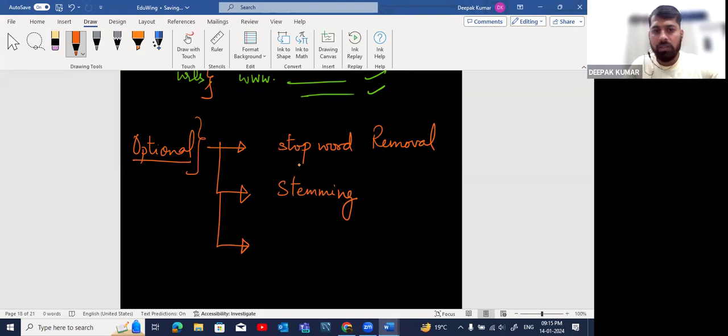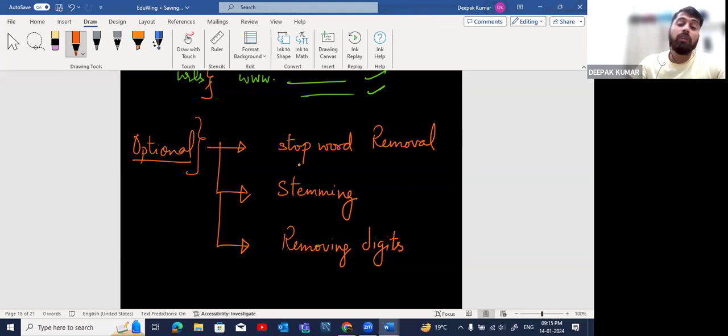Stemming. Then we have removing digits. You cannot include digits, at least if you are going for text, unless they are part of the text. Or you may also remove punctuations.